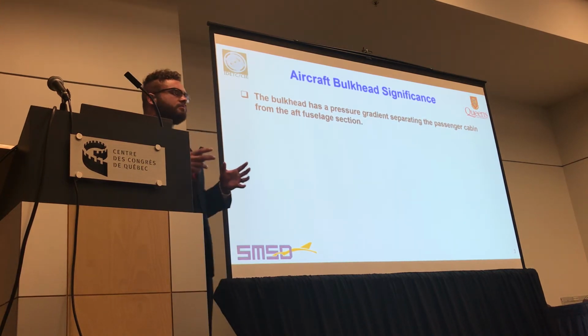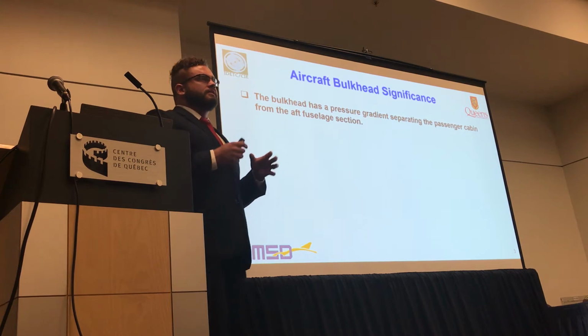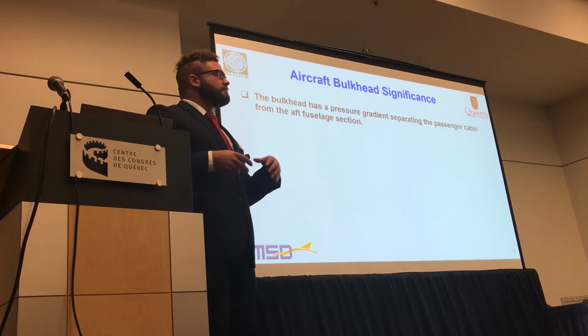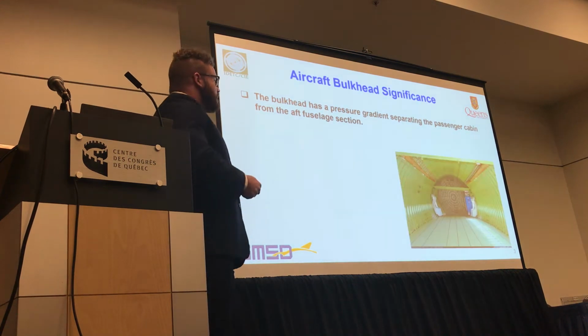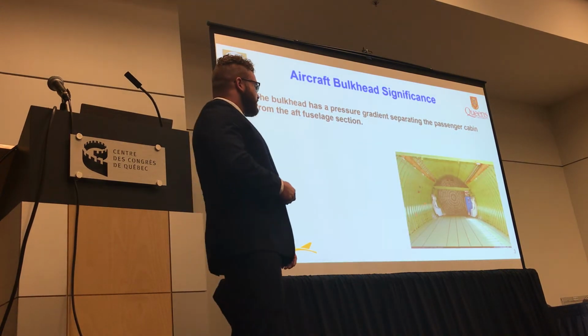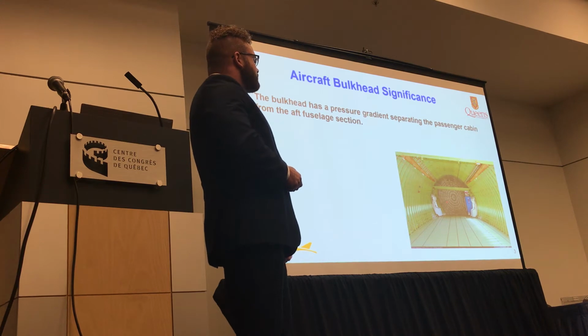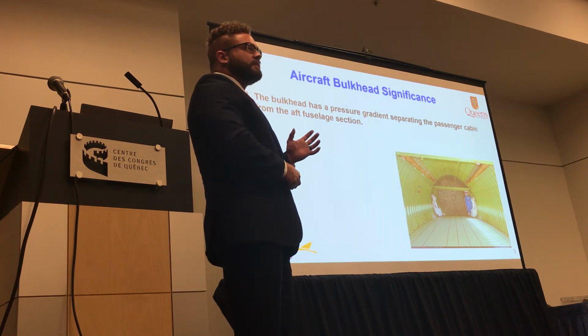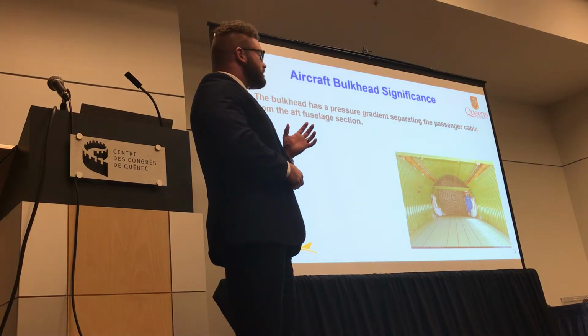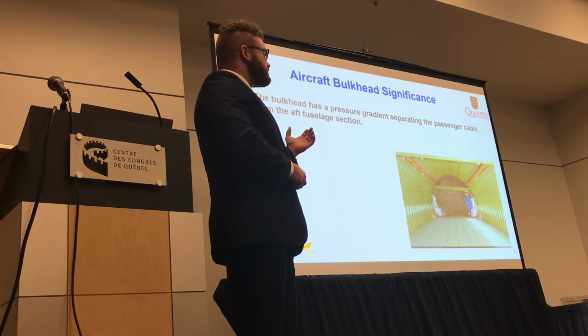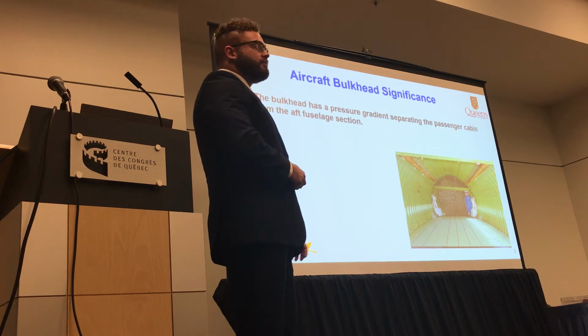So, what is an aircraft bulkhead, and when do we typically see it? The main purpose of an aircraft bulkhead is to separate the pressurized passenger cabin from the unpressurized aft section of the fuselage. As you can see right here in a generic Boeing aircraft, this pressurized bulkhead contains a significant amount of stiffeners, as the pressure gradient between the cabin and the aft section is quite significant at cruise altitude.